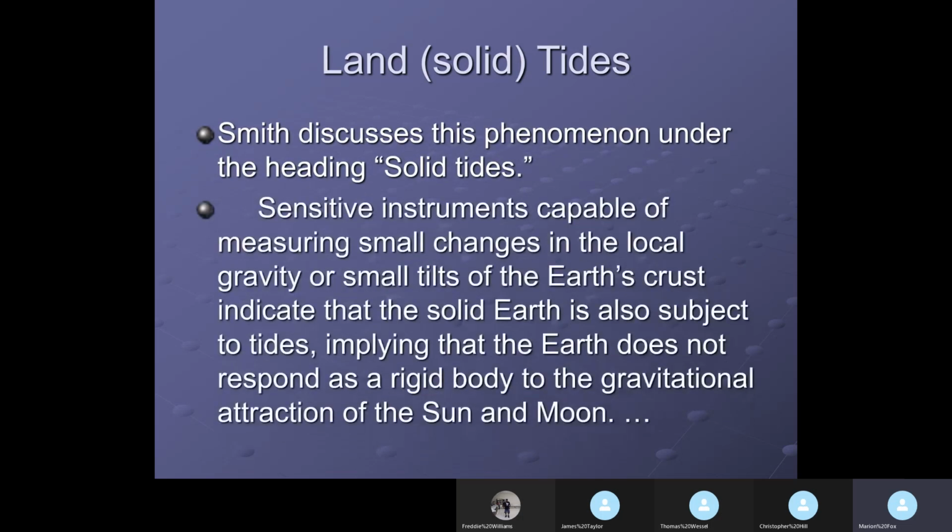Smith discusses this, and under the phenomenon he calls solid tides, but it's the same thing. He says instruments capable of measuring small changes in local gravity or small tilts in the Earth's crust indicate that the solid Earth is also subject to tides, implying the Earth does not respond as a rigid body to the gravitational attraction of the sun and moon. Now, most of our tides come from the sun and moon. If Jupiter gets in the right position, it causes a little bit of tide. It's not real large, but it's a pretty big planet, so it does cause some tides.